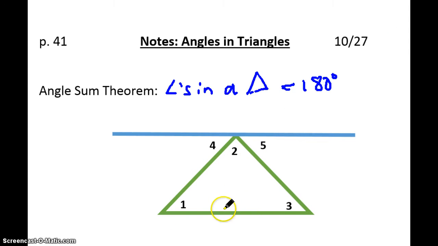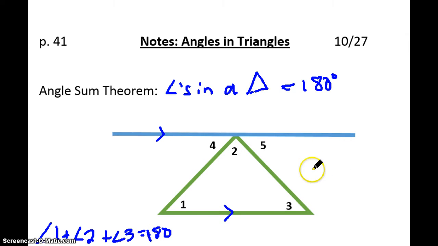So if we're trying to prove the angles in a triangle add up to 180, I want to wind up with angle 1 plus angle 2 plus angle 3 equals 180. But I can't use that to prove itself, so I have to use something else. So what I've done is I've drawn a line that's parallel to the base of this triangle. Okay. So those two are parallel, and that gives me some relationships that I do know.